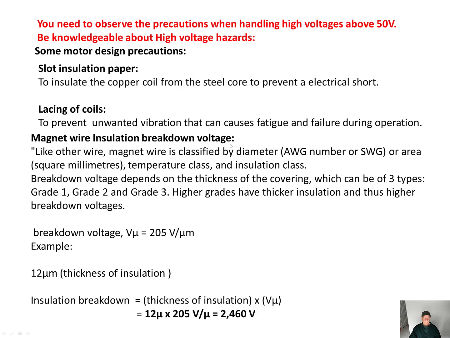Magnetic wire insulation breakdown voltage. Like other wire, magnetic wire is classified by diameter, AWG number or SWG, or area in square millimeters, temperature class, and insulation class. Breakdown voltage depends on the thickness of the covering, which can be of 3 types, grade 1, grade 2, or grade 3. Higher grades have thicker insulation and thus higher breakdown voltage. Breakdown voltage is 200 volts per micrometer. Example, 12 microns thickness of insulation. Insulation breakdown is thickness of insulation times the voltage breakdown, which is 12 microns times 205 comes to 2460 volts.